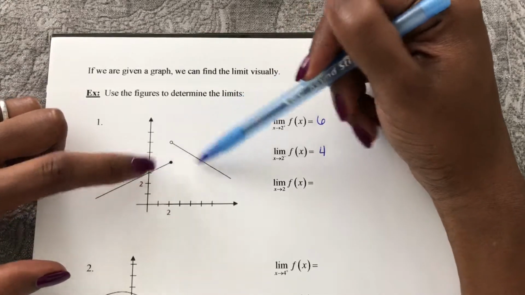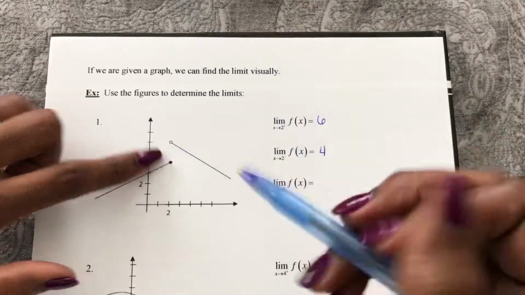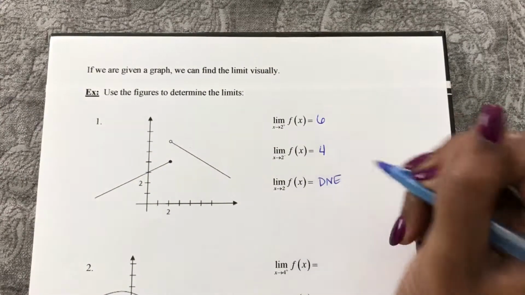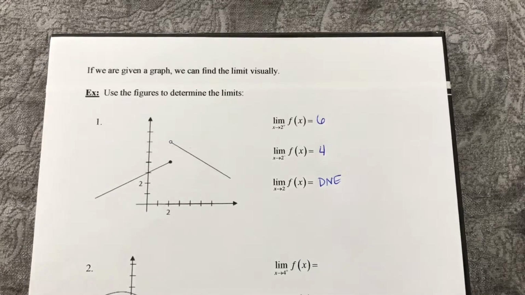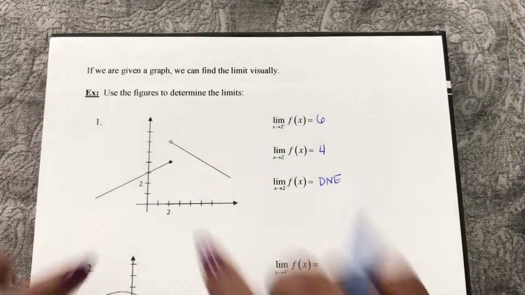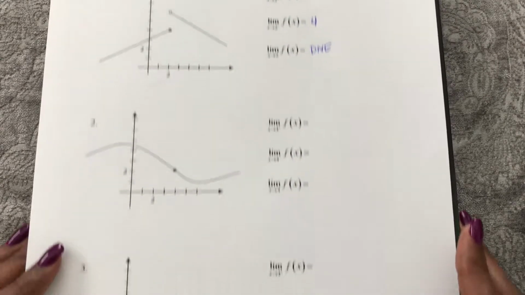Therefore, since these are two different limits, the overall limit as x approaches 2 does not exist. And you can kind of see that from the picture, and it's not really coming together. So let's try another one.